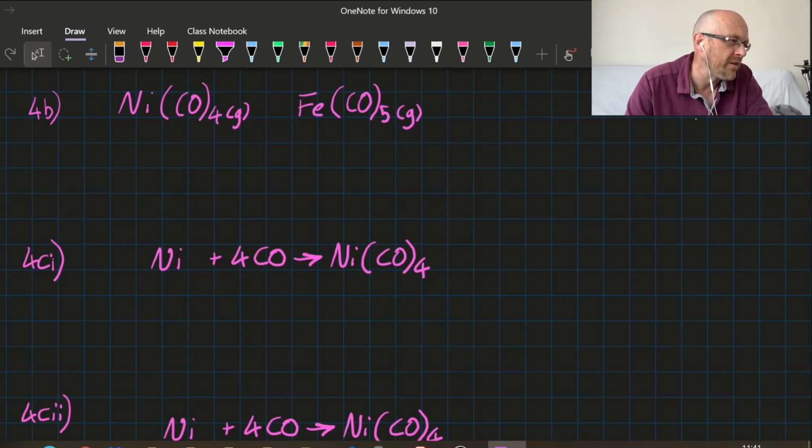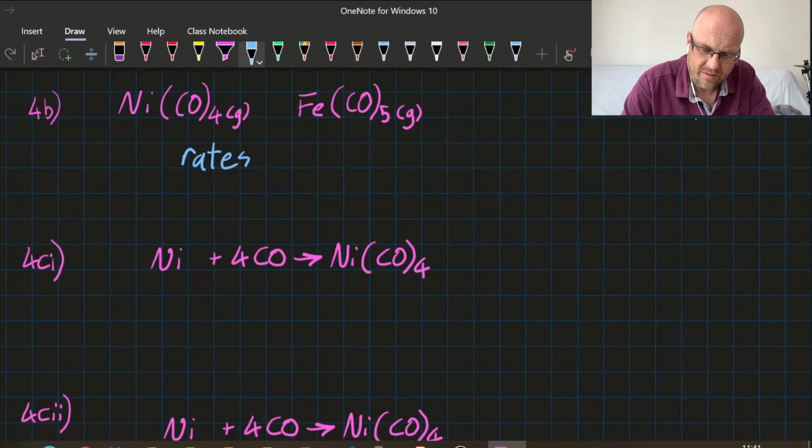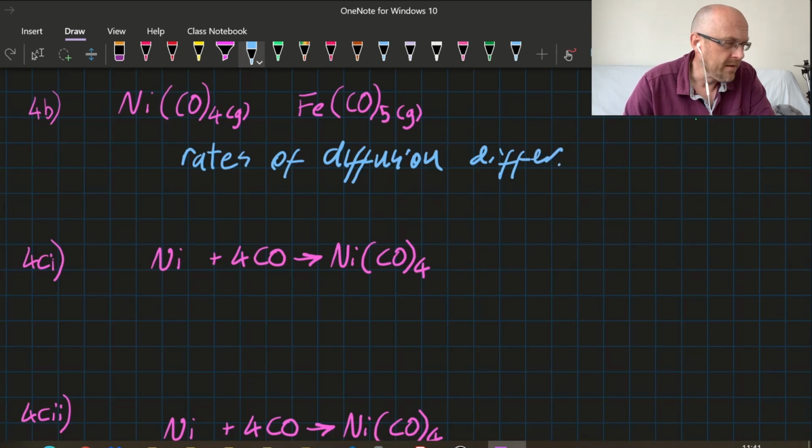Plenty of answers, including that one. Different thermal stabilities, boiling points, solubilities, surface affinities, yeah, any other valid answer. I bet they also have different magnetic properties as well. So rate of diffusion, that's my answer. So different rates of diffusion. Next one.